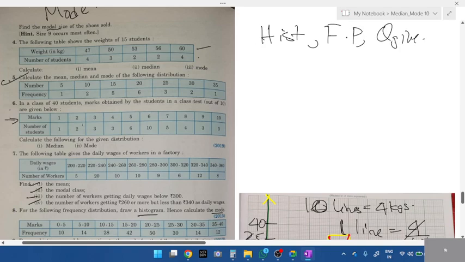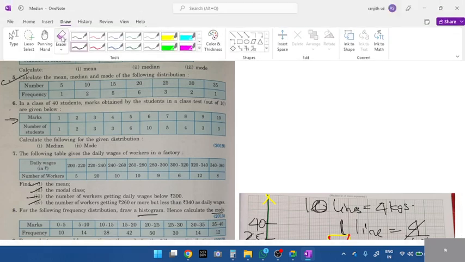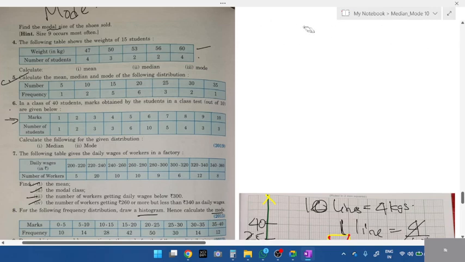Is any of the words mentioned here? Respond. 6th question. Any of the words mentioned? No, which means graph is not required. Okay, graph is not required. We use the normal calculation. Okay, how do you use normal calculation and solve this?